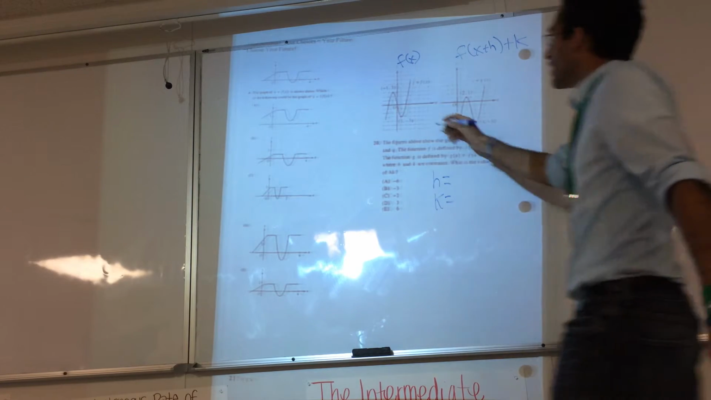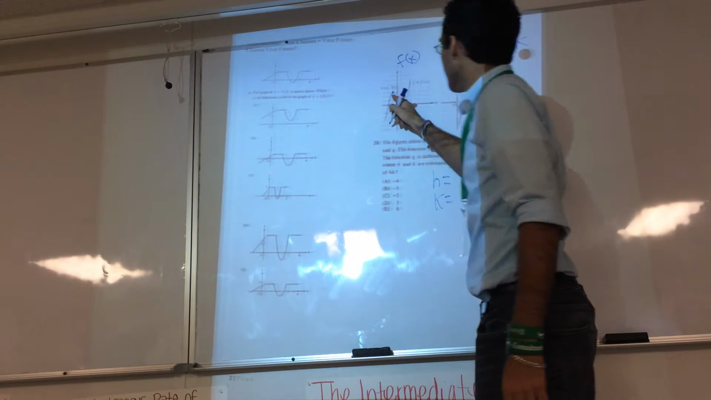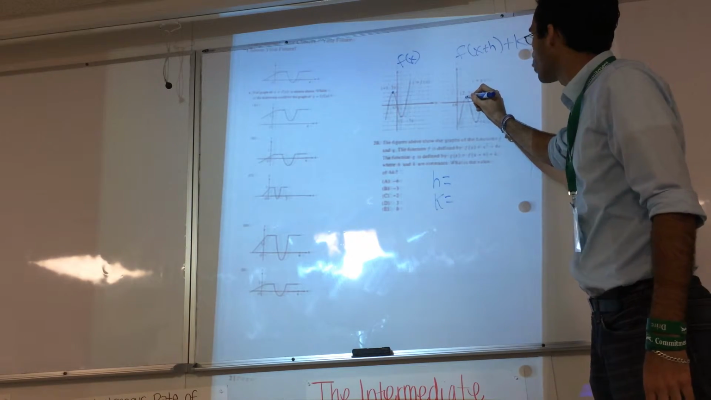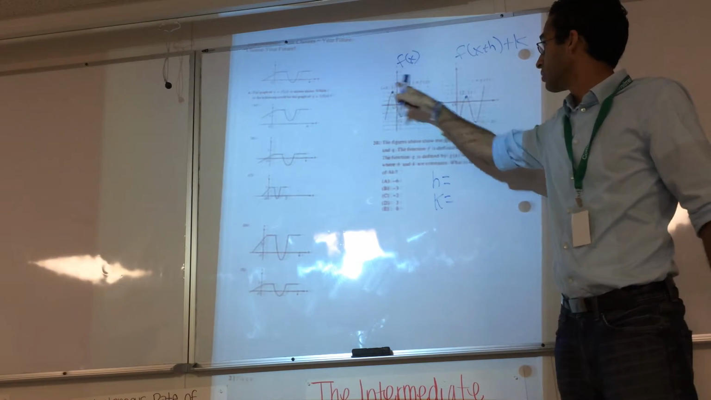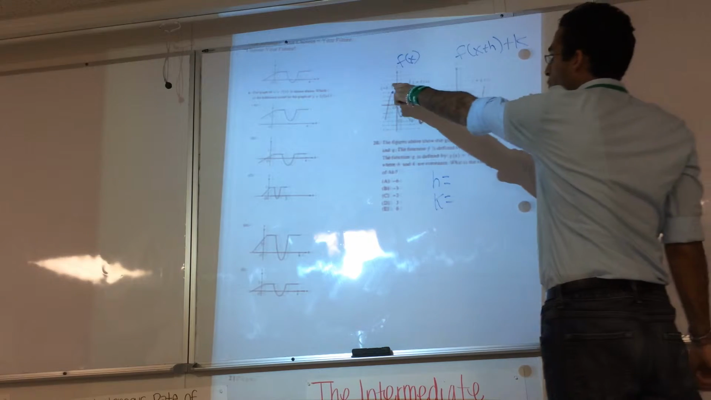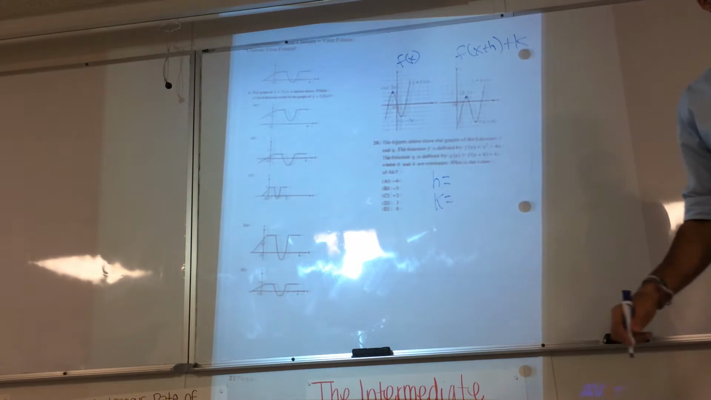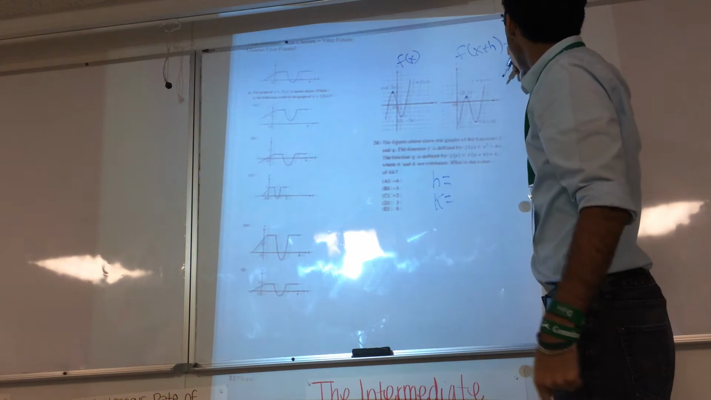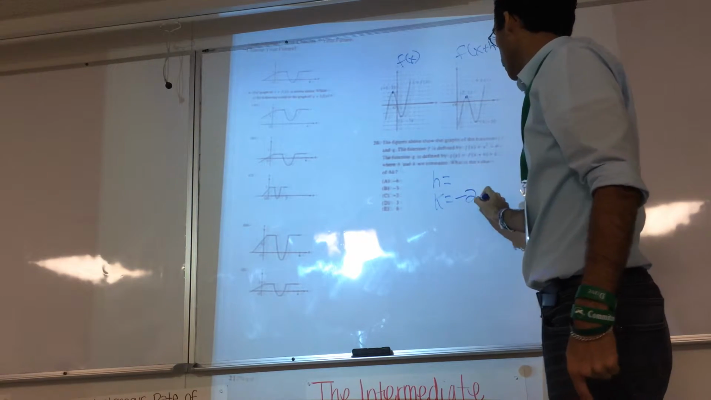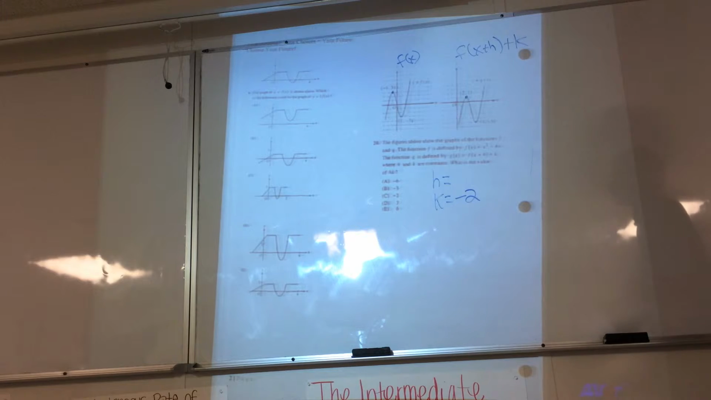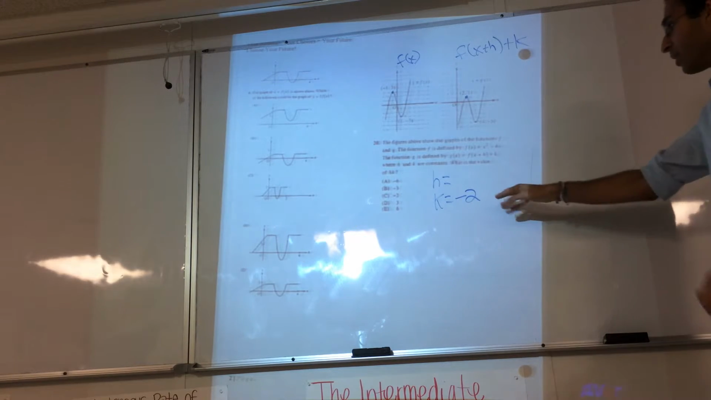So let's look. Here's a point negative 1, 3. The same point is now 2, 1. So what has happened? Well, the y-coordinate went down by 2. I went from 3 to 1. So that means k must be negative 2.